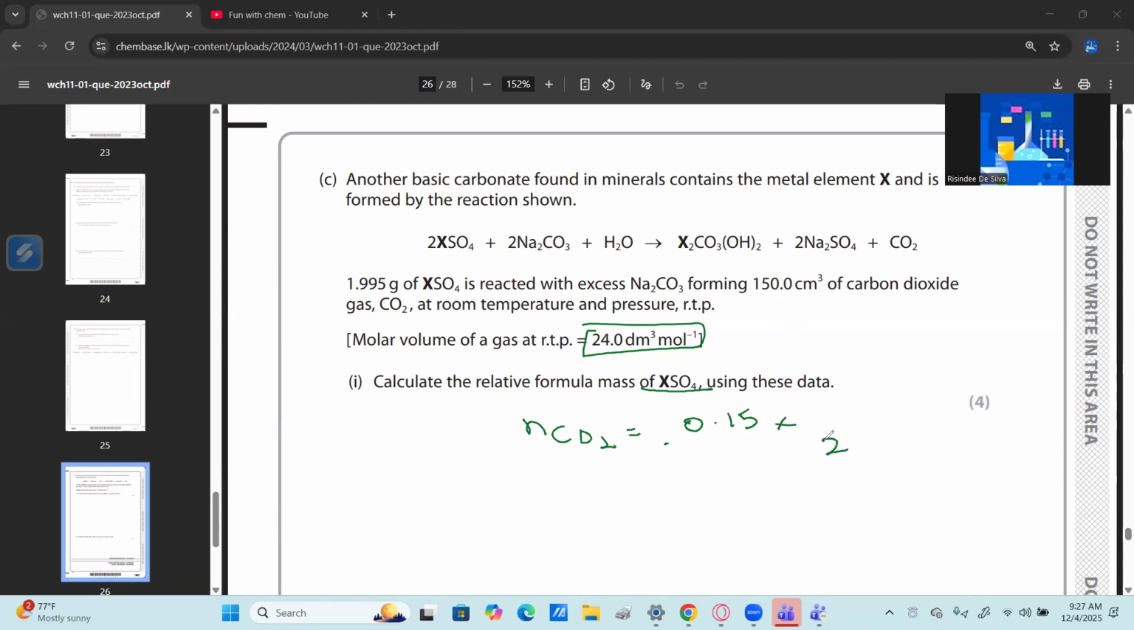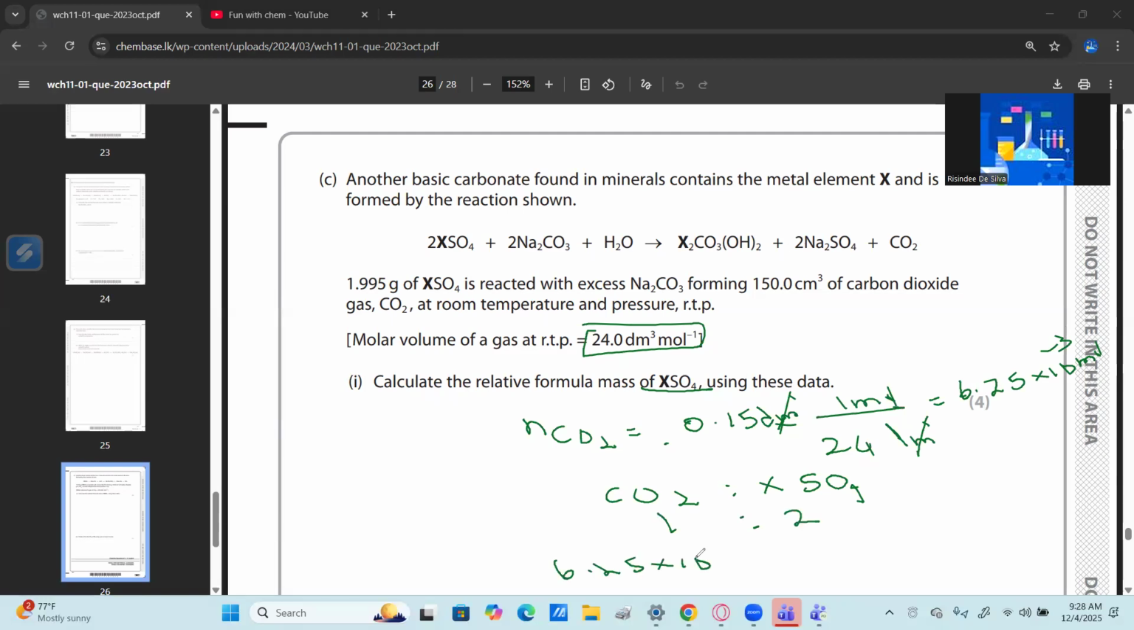And in 24 cubic decimeter, you have 1 mole. Then we have to find how many moles are there in 0.15. So you get the answer as 6.25 into 10 to the power minus 3 moles. Using the moles of carbon dioxide, we can easily find the moles of XSO4. It's 1 to 2. If this is 6.25 into 10 to the power minus 3, this should be multiplied by 2, which is 0.0125.